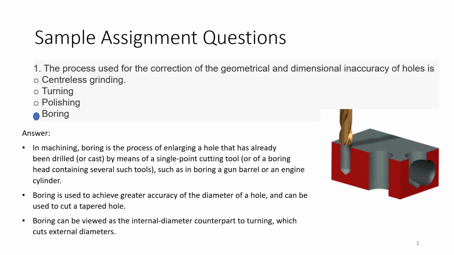In machining, boring is the process of enlarging a hole that has already been drilled or cast by means of a single point cutting tool, or of a boring head containing several such tools, such as in boring a gun barrel or an engine cylinder. Boring is used to achieve greater accuracy of the diameter of a hole and can be used to cut a tapered hole. Boring can be viewed as the internal diameter counterpart to turning, which cuts external diameters.